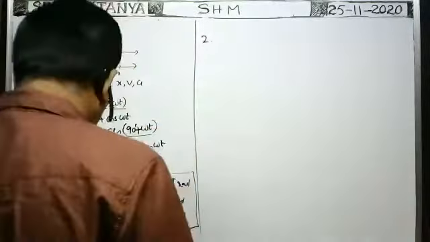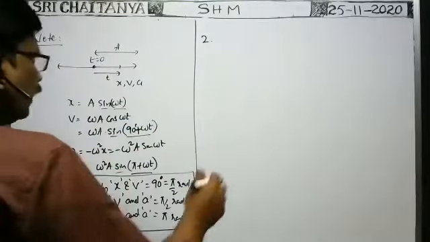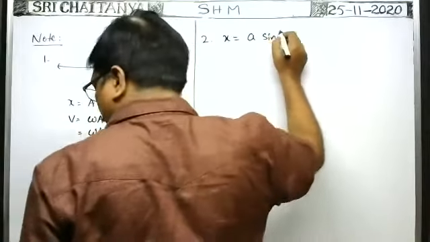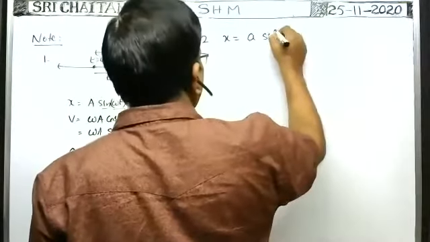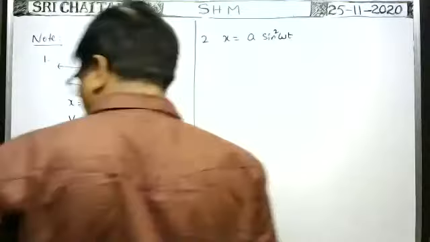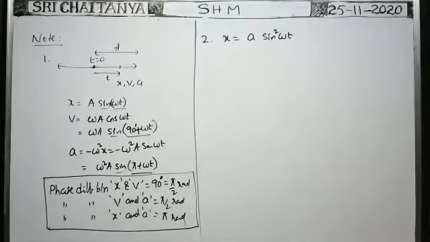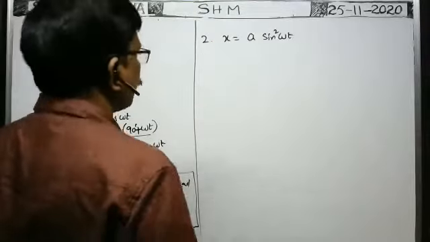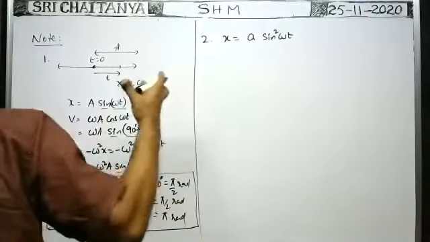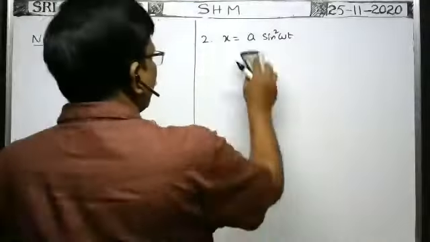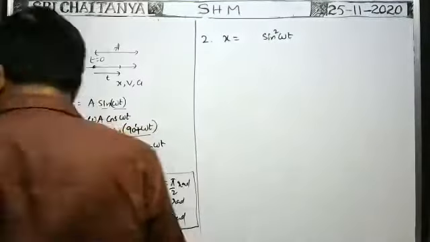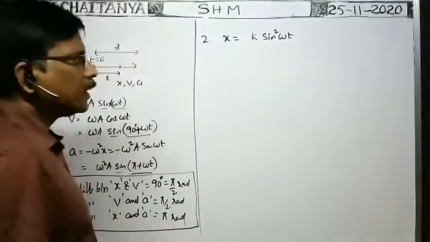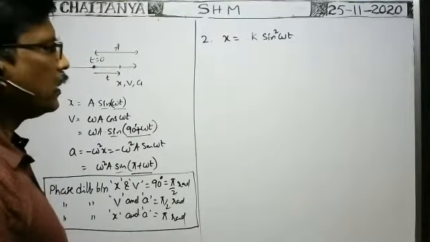Second one, suppose we are given x is equal to a sine square omega t. Does it represent simple harmonic motion or not? Of course, you say this is capital A, or any constant, say it is k. x is equal to k sine square omega t is given.